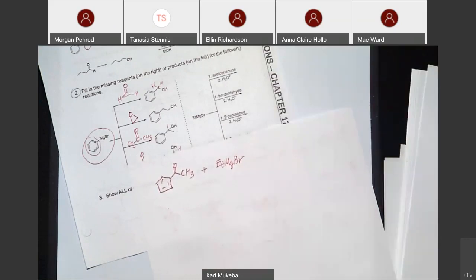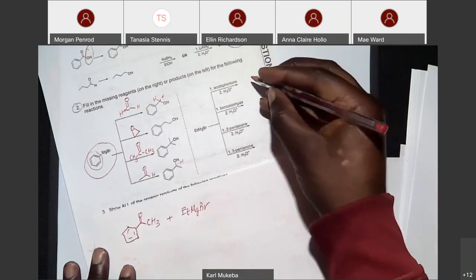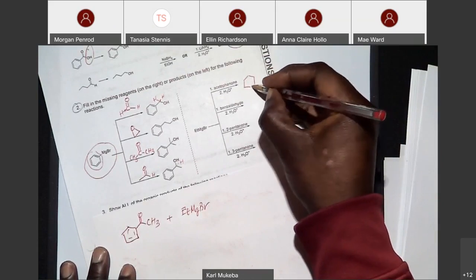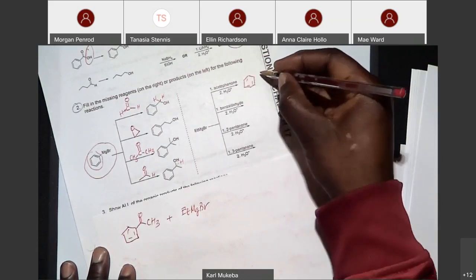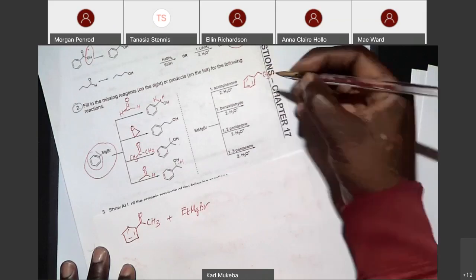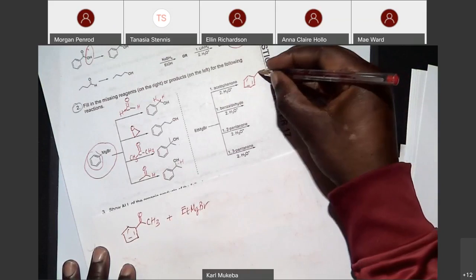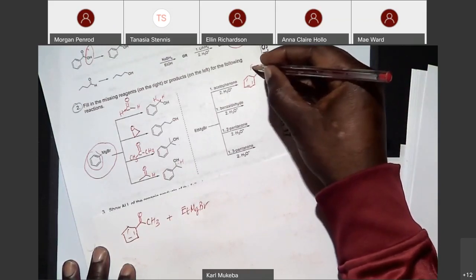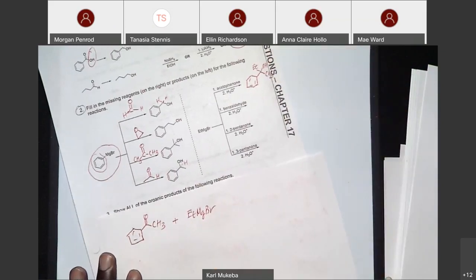So what will be your product? This time, they ask you to fill in the product. So what will be the product of the reaction? So we draw our compound. Does that make sense?